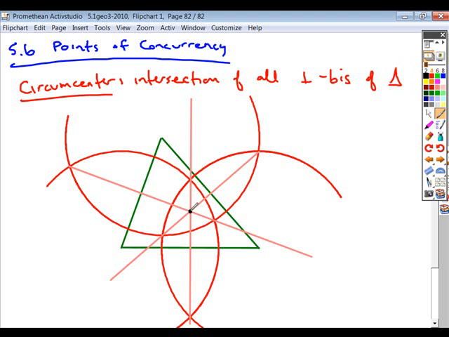Again, do you need that third perpendicular bisector to find this point? No. If you're in a rush, all you need to do is two of them. The third one simply allows you to confirm that you have the right answer.